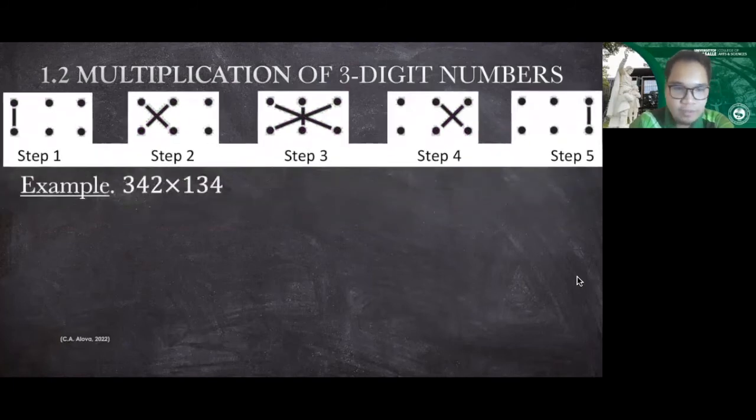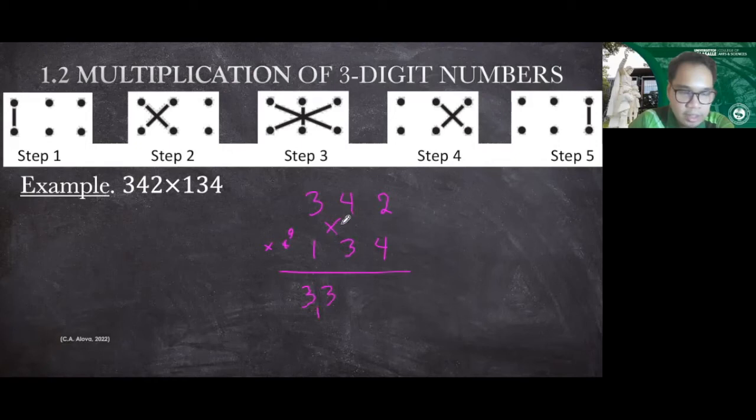So let's have our first example. Let's have 342 times 134. I think I'm going to need some space. Well, let's multiply that. First step, 3 times 1 is 3. Second step, crosswise: 3 times 3 is 9, plus the product of 4 times 1, which is 4. So 9 plus 4 is going to give us 13. It's going to be something here.